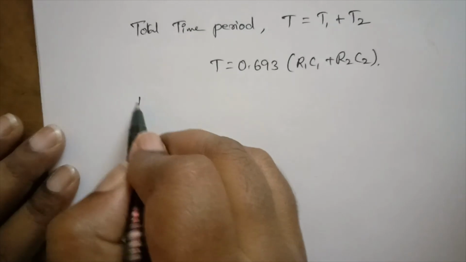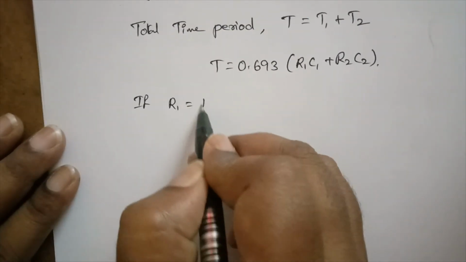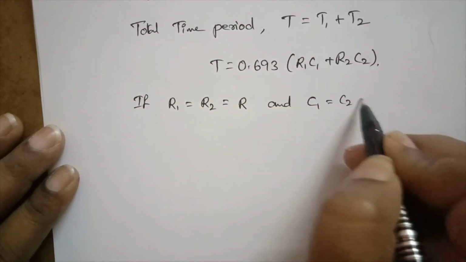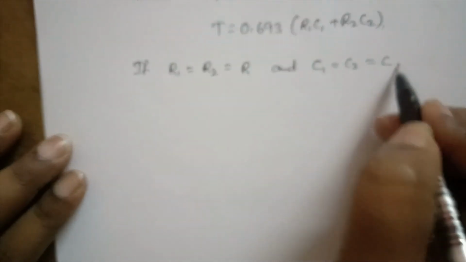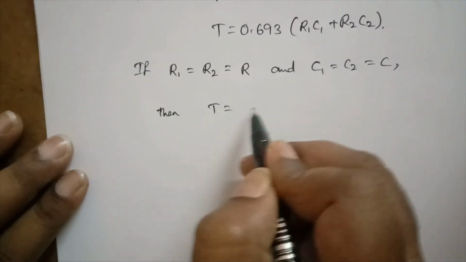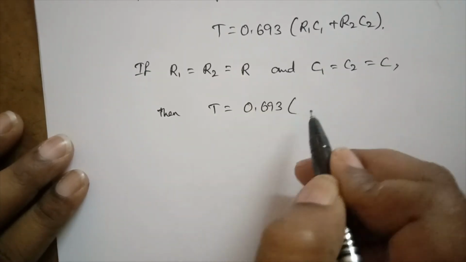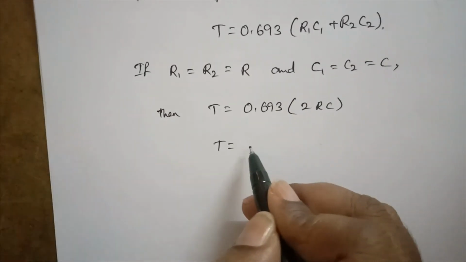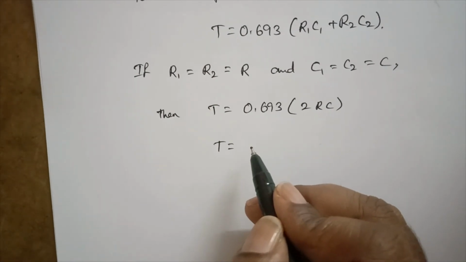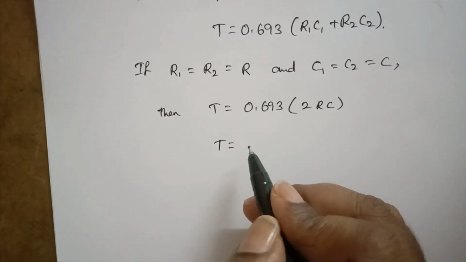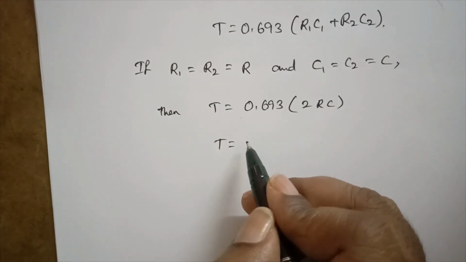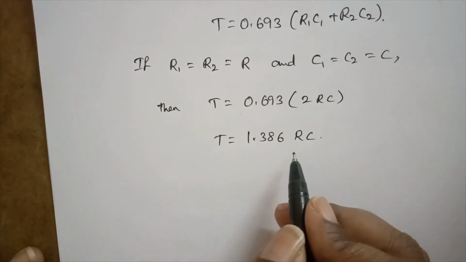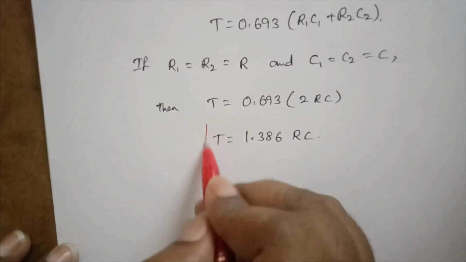Here I consider that both the resistance values R1 and R2 are equal to R, and both the capacitors C1 and C2 are equal to C. Then the equation becomes 0.693 into (RC plus RC), so 2RC. Then we get the value of T as T is equal to 1.386 into RC. So this is the time period of an astable multivibrator.